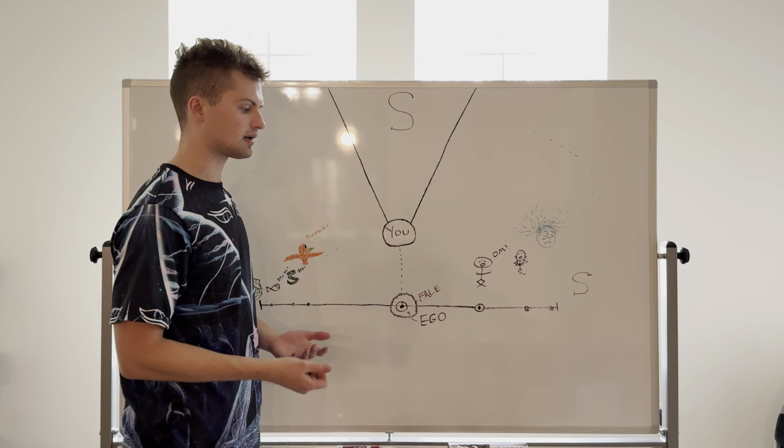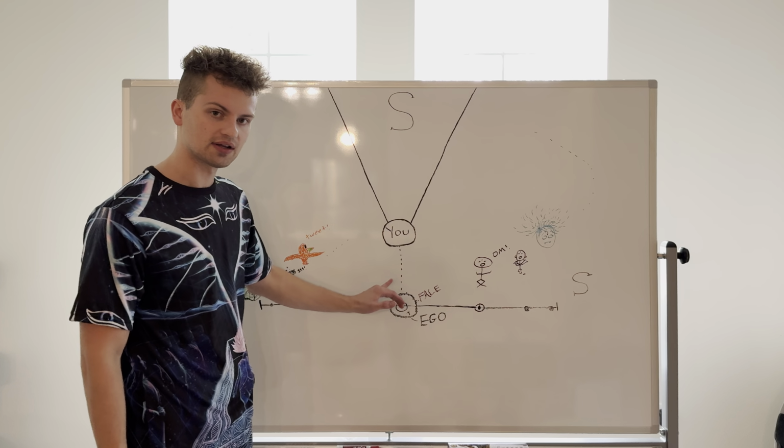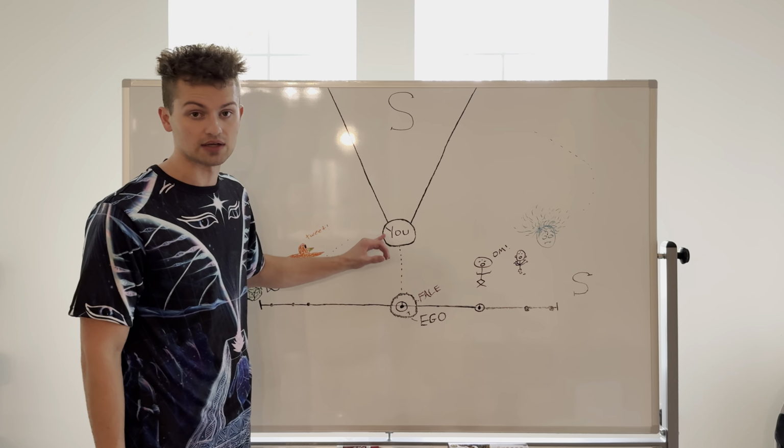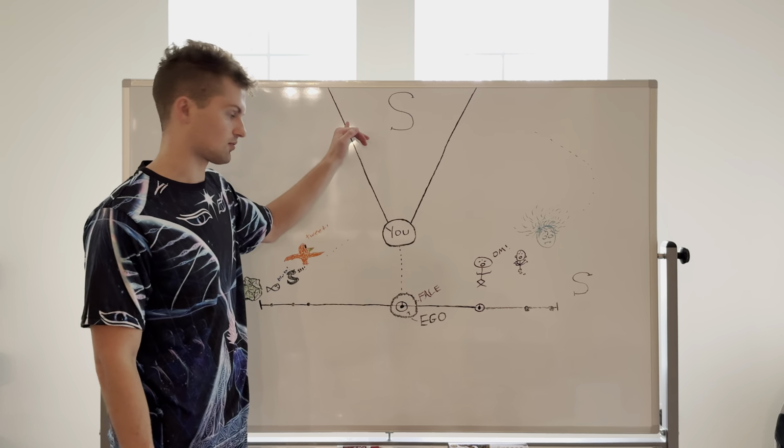Once you realize that this dotted line here is illusory, that's when you can realize your true self and go back to source and realize your true self is that of source.